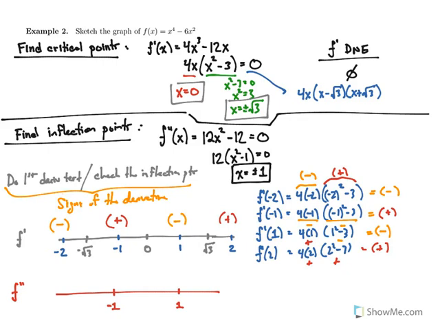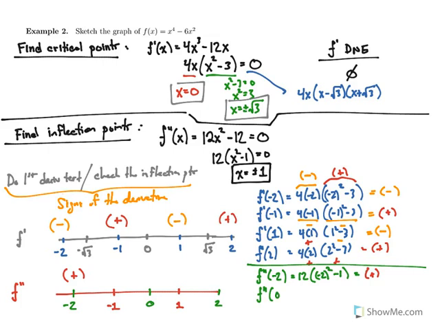Now let's do the same thing for the second derivative. We're going to test 3 points. How about -2, 0, and 2? We use integers if we can. We have to get fractions if we have to do that. So f double prime of -2 is going to be 12 times -2 squared minus 1, and that's going to be a positive number. So on that entire region, the second derivative is positive.